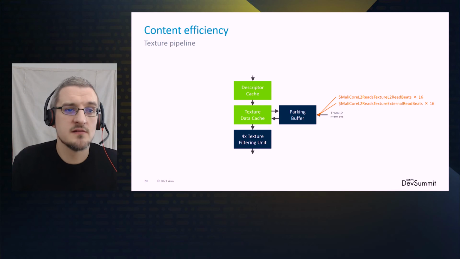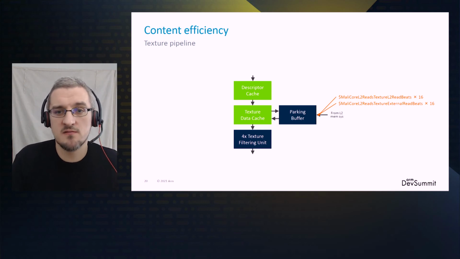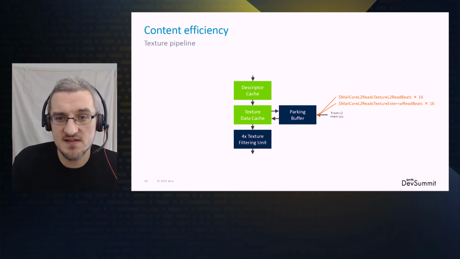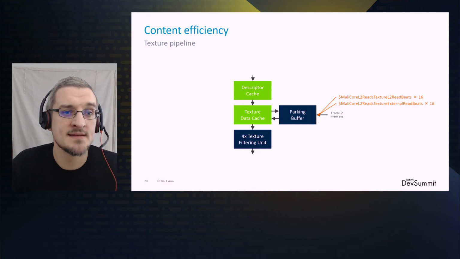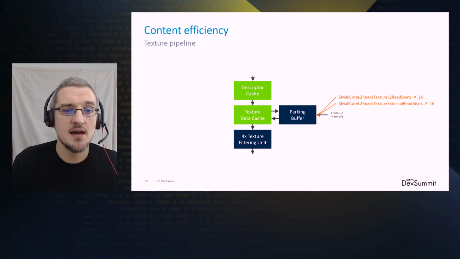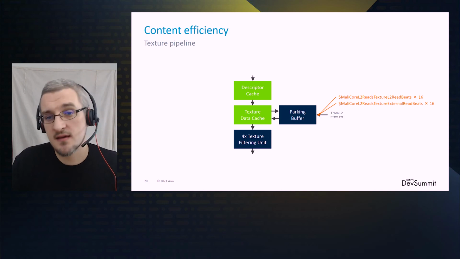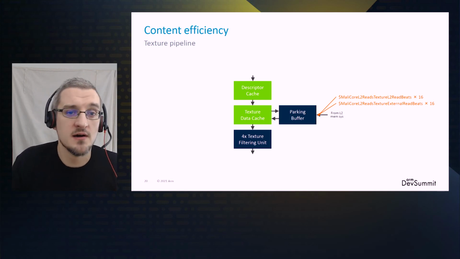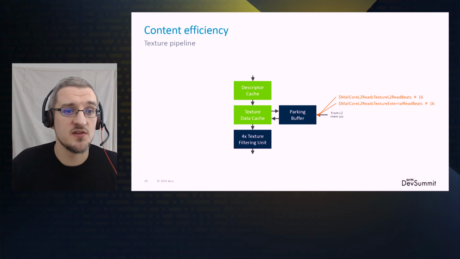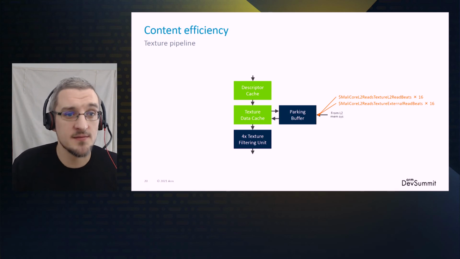We have the same set of bandwidth counters, so we can count the number of read beats from L2 and from external memory, multiply by 16 to turn those into a byte calculation. Here you can do interesting things like count number of read beats per texture request, which gives you an idea for how much data you're needing to complete your requests.